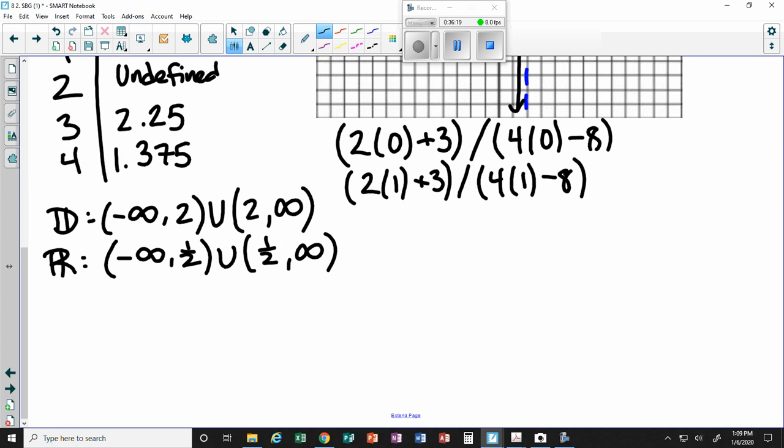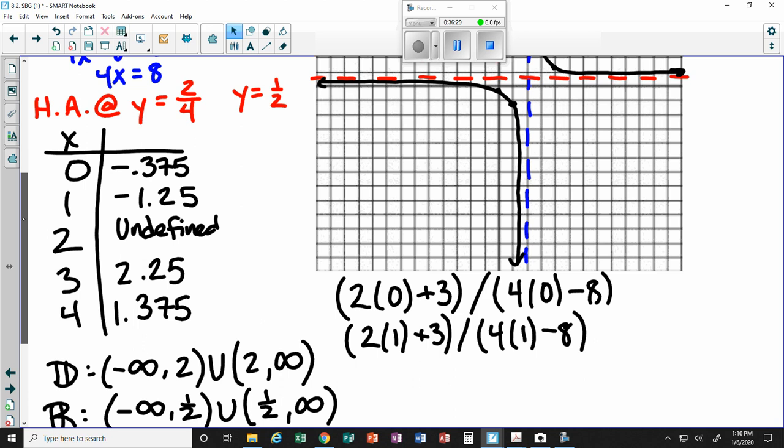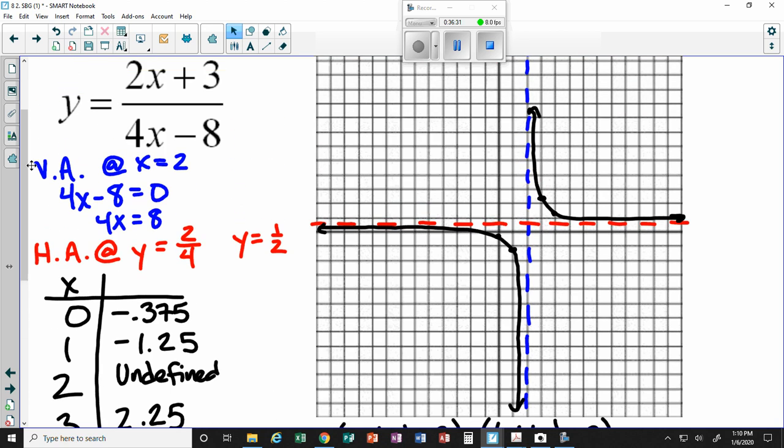Mr. Steele, isn't 2 the vertical asymptote? It is. So why is it in the domain? Because the vertical asymptote goes this way. It's the x value that does not exist, right? It's an x value. Which one's your x's, your domain or your range? Domain. So if I plugged in 2 there, it wouldn't happen, right? 2 is the x value that does not exist. So I'm not going to include that in my domain because it doesn't exist. Okay?